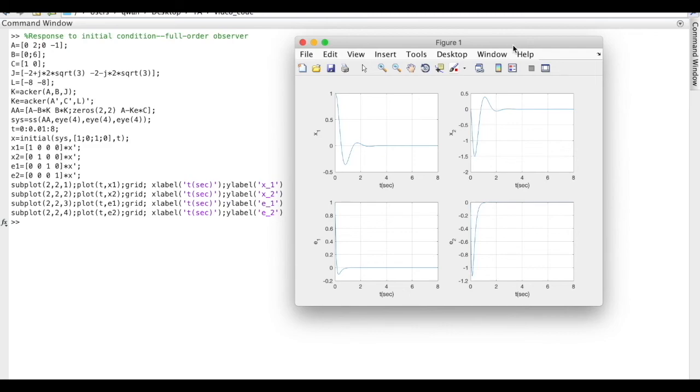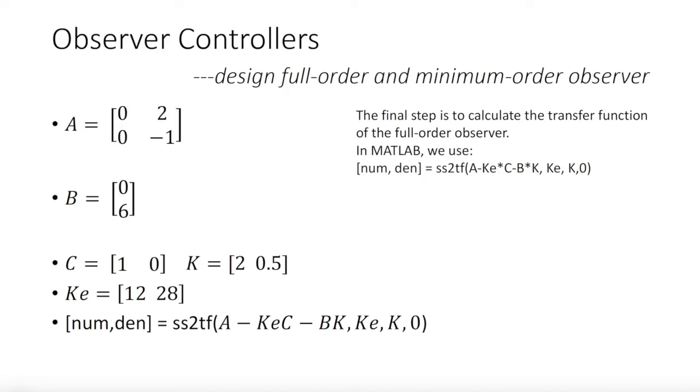First of all, we are defining the K and KE, and for the whole system, A minus BK, 0, A minus KC. For the AA matrix, and the final step is finding the transfer function of this state space representation.